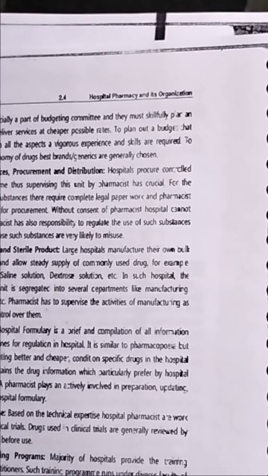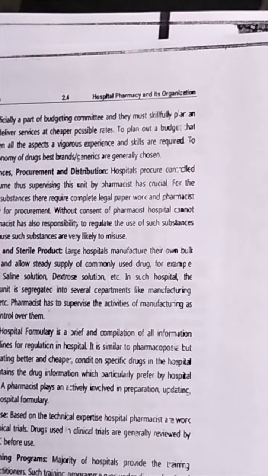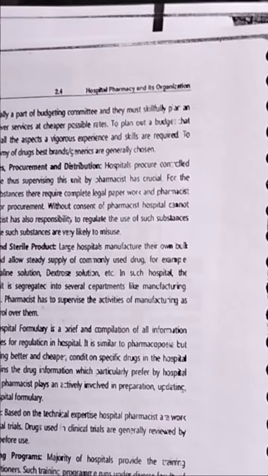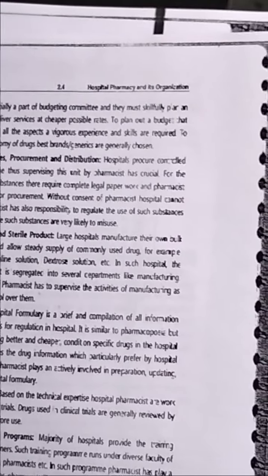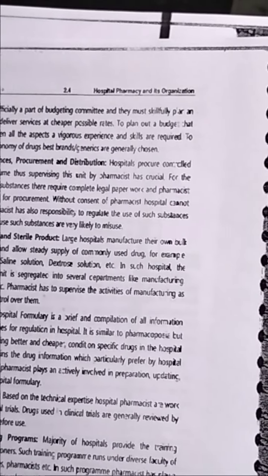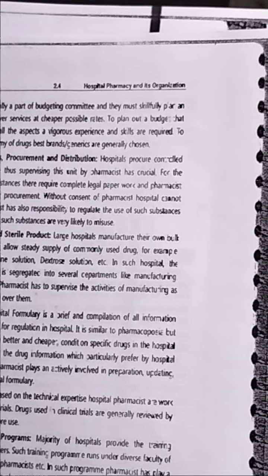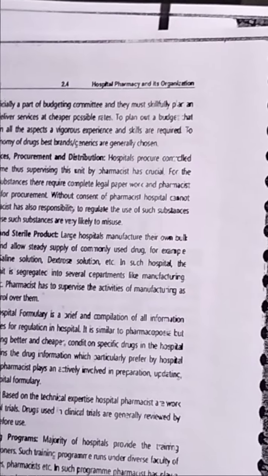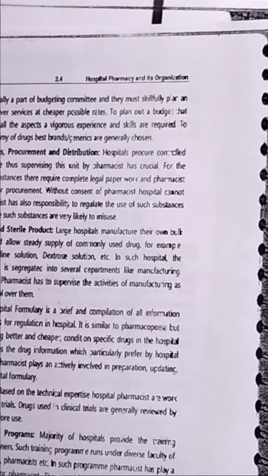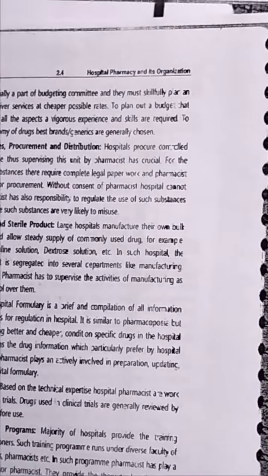Large hospitals manufacture their own bulk drugs to save cost and allow a steady supply of commonly used drugs. For example, paracetamol, ranitidine, saline solution, dextrose solution, etc. In such hospitals, the manufacturing plant or unit is segregated into several departments like manufacturing, packaging, labeling, QA, etc. The pharmacist has to supervise the activities of manufacturing as well as control over them.